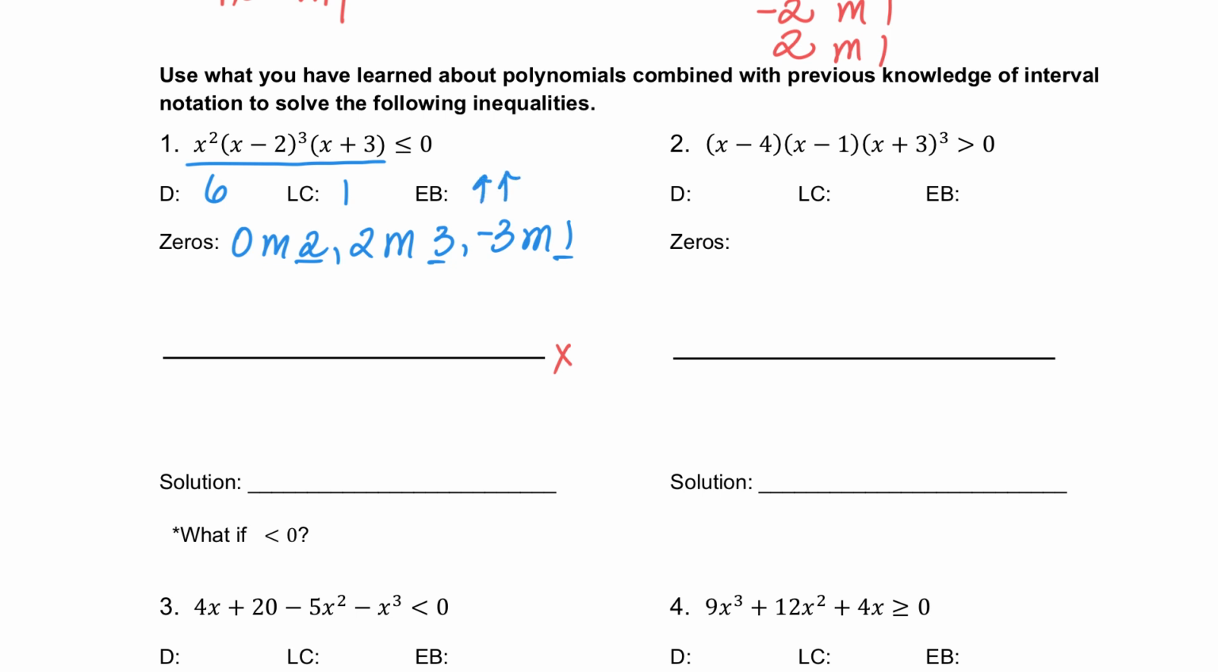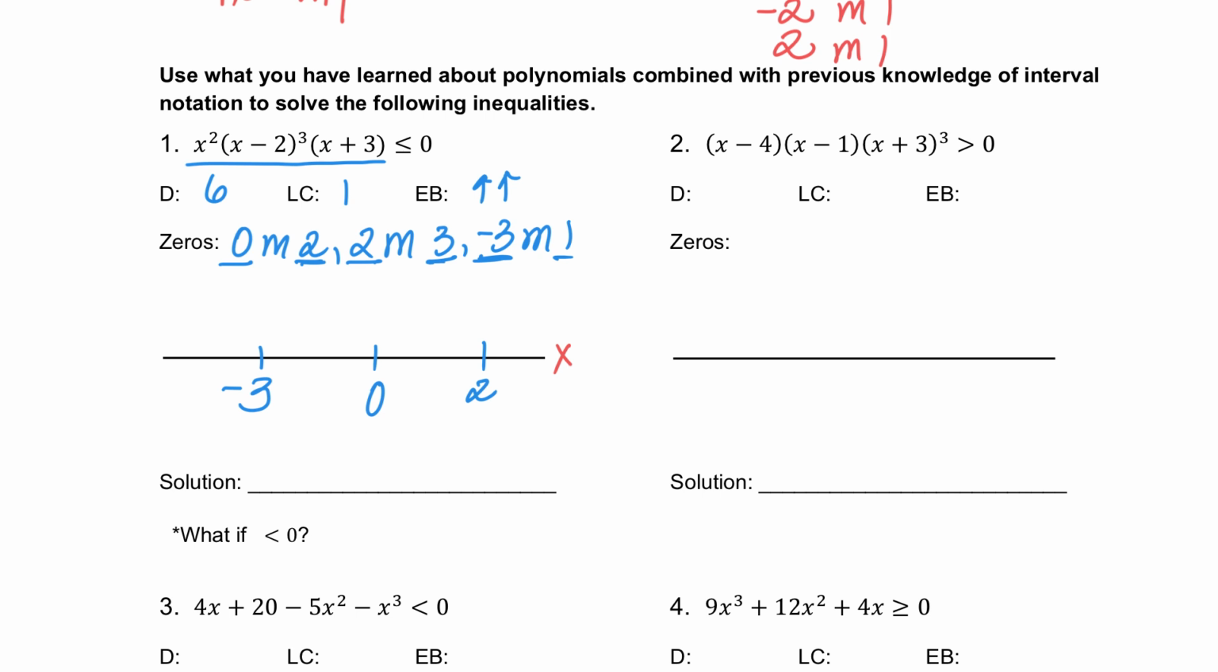Okay, so let's put in order from least to greatest. Let's put on our number line our zeros. So I have -3, 0, and 2. Okay, I know it's going to bounce at 0. This is a bounce because of the multiplicity of 2. This one's going to have a twist at 2 because of the 3 multiplicity. And this one at -3 is just going to cross right over.